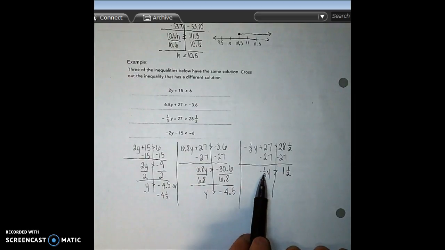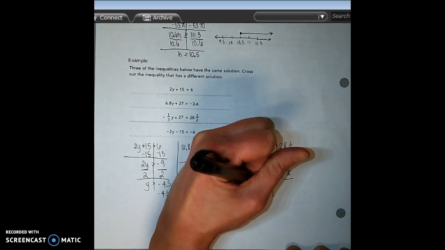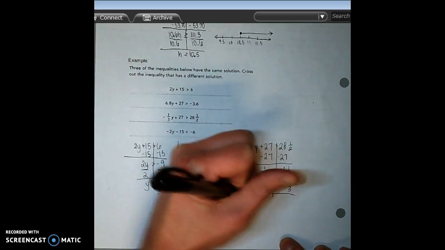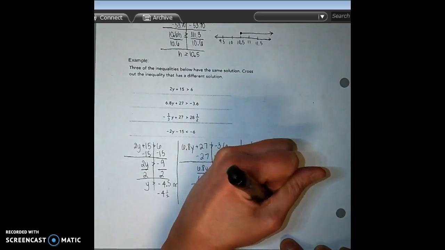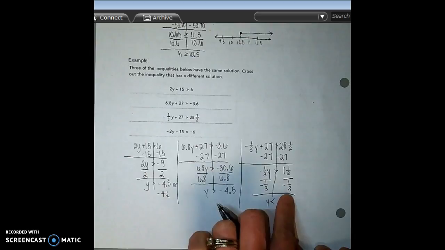Now at this step, notice I have negative 1/3 y. Remember that that's negative 1/3 times y. So to get rid of negative 1/3, I have to do the opposite. I have to divide both sides by negative 1/3. And that's what gets y by itself. Now notice here how I divided both sides by a negative, so my sign is going to flip in this step. And then I'm taking 1.5 divided by negative 1/3.